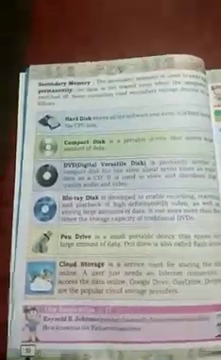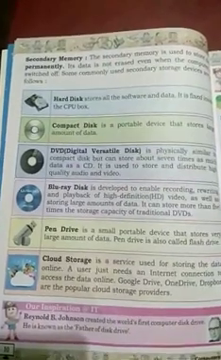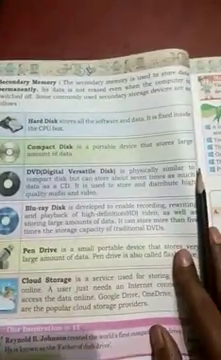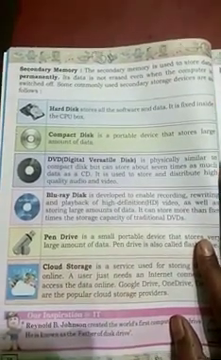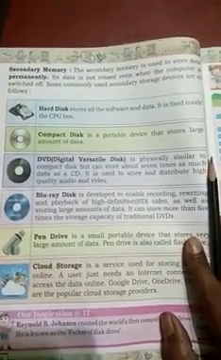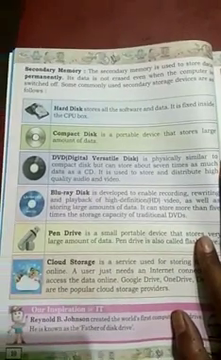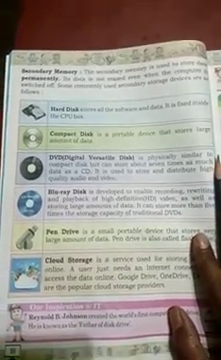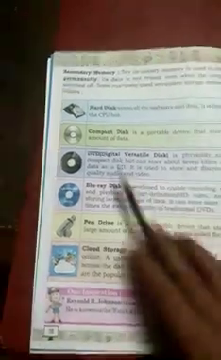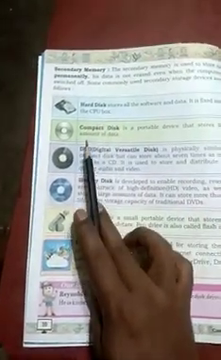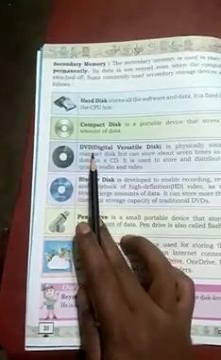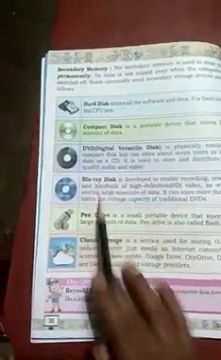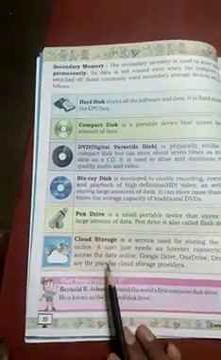Next, memory devices like secondary memory. The secondary memory is used to store data permanently. Its data is not erased even when the computer is switched off. Some commonly used secondary devices are given here. First is hard disk, compact disk, also known as CD. Next one is DVD, digital versatile disk, Blu-ray disc, pen drive and cloud storage.